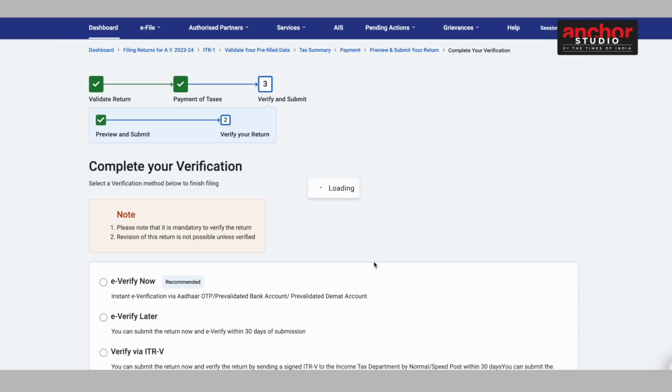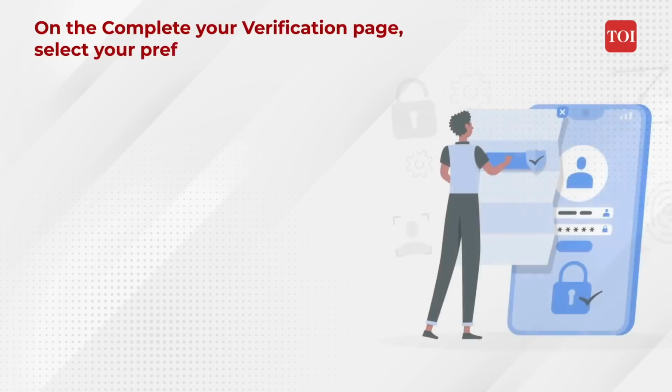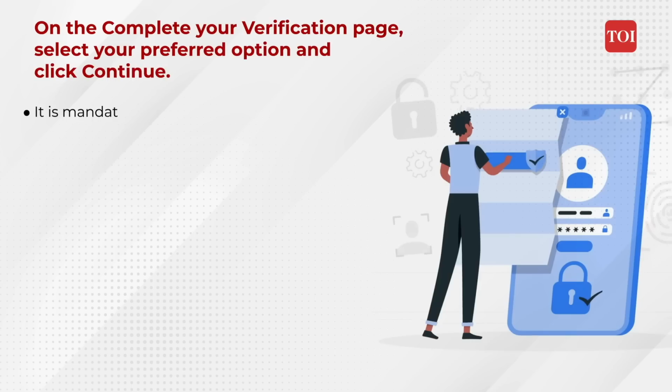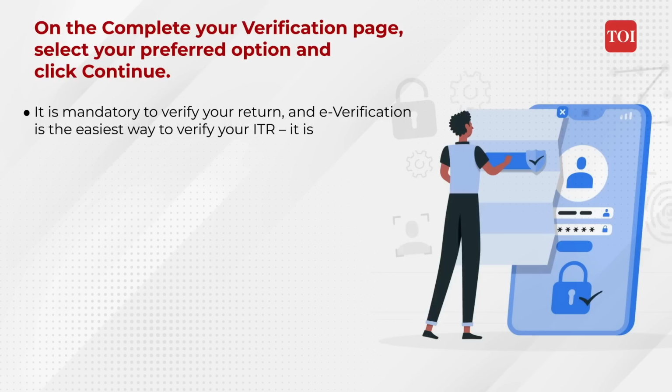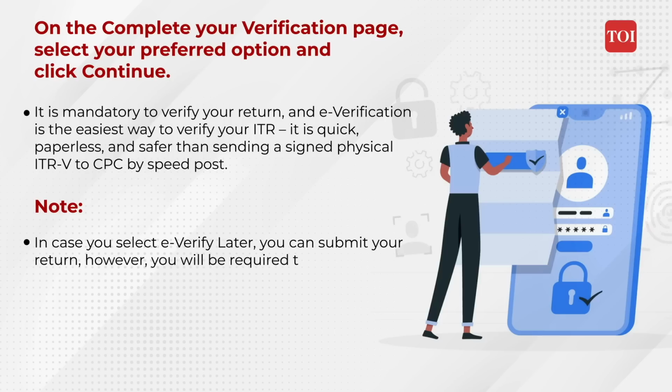If you are shown a list of errors in your return, you will need to go back to the form to correct those errors. If there are no errors, you can proceed to e-verify your return by clicking proceed to verification. On the completion your verification page, select your preferred option and click continue. It is mandatory to verify your return and e-verification is the easiest way to verify your ITR. It is the quickest, paperless and safer than sending a physical copy of ITR-V to the Central Processing Center by speed post. In case you select e-verify later, you can submit your return. However, you will be required to verify your return within 30 days of filing your ITR.